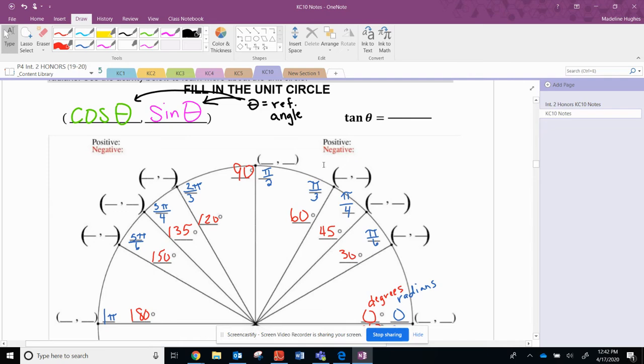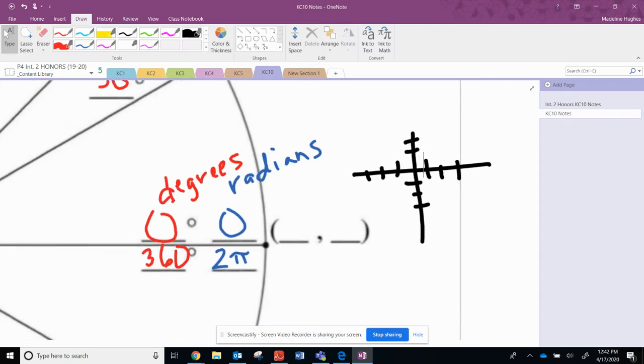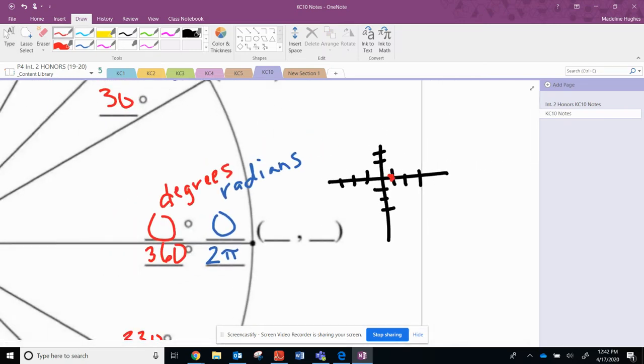We have 1, 2, 3, 4, 5 coordinate points we're going to fill out. This guy is pretty easy here. If you think about just a normal XY coordinate grid, and I have a point that goes out 1 and I don't move up or down, that would be the point (1, 0). Well, that's exactly what this point is.